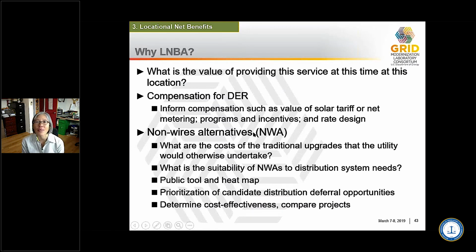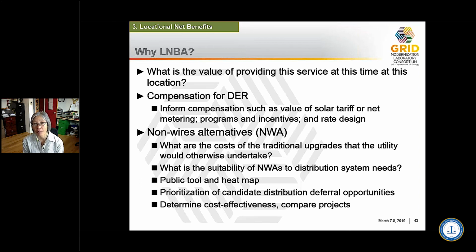So thanks. Locational net benefits analysis is about, what's the value of providing a service at some specific time, at some specific location. And there are different things you can use this value for. One is it could inform compensation. Maybe you want to do a value of solar tariff, and so you want to know what the value of solar is so that you can set that tariff. Maybe you want to incentivize some new program for demand response, or maybe you want it to feed into rate design.